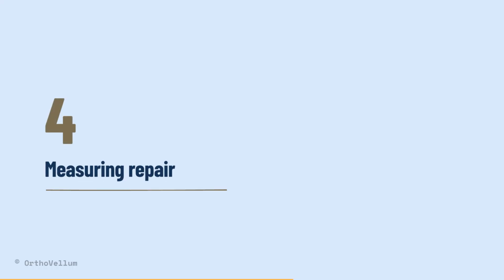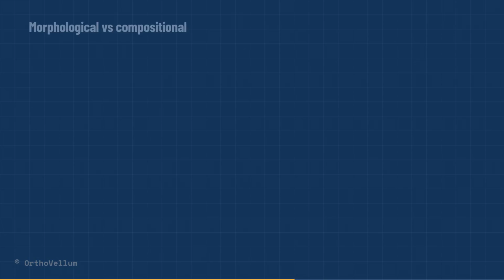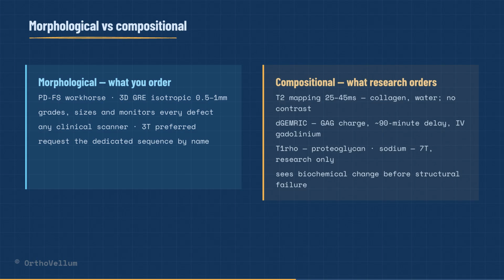Chapter 4. Measuring repair. Two families of sequences. Morphological is what you order: PD fat-suppressed, and 3D gradient echo. Grade, measure, and monitor. Compositional sees the chemistry first. T2 mapping reads collagen and water. Normal cartilage, 25 to 45 milliseconds.